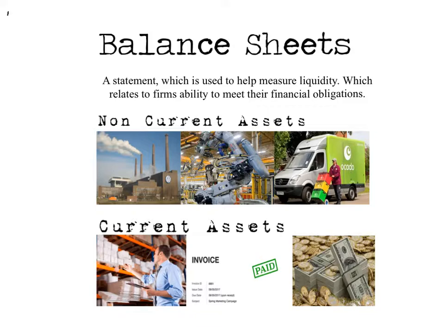If there's a company who sells mostly services, then maybe they would have fewer current assets in comparison when it relates to stock and inventory.